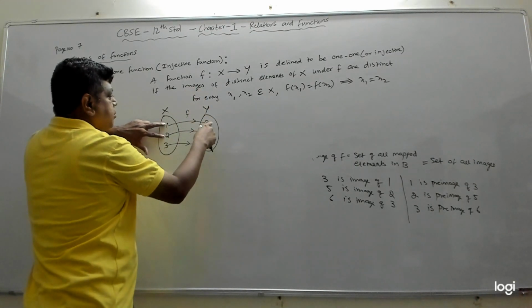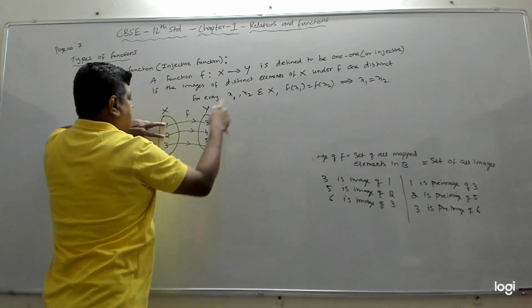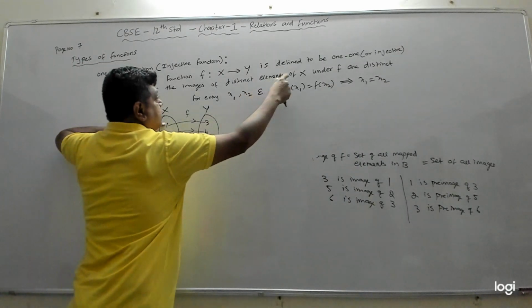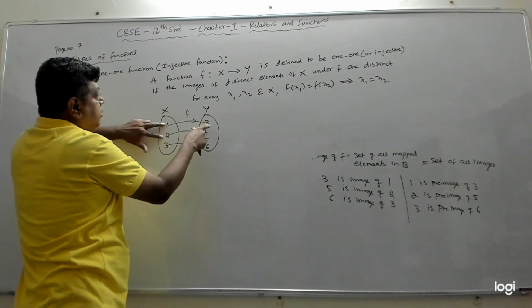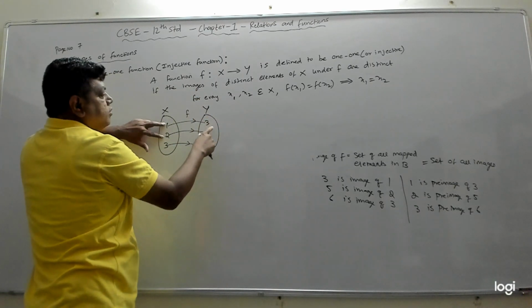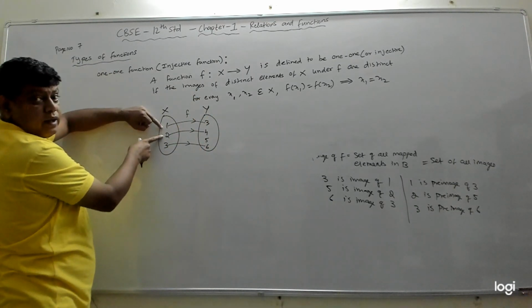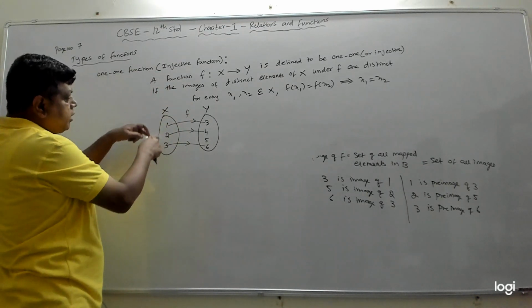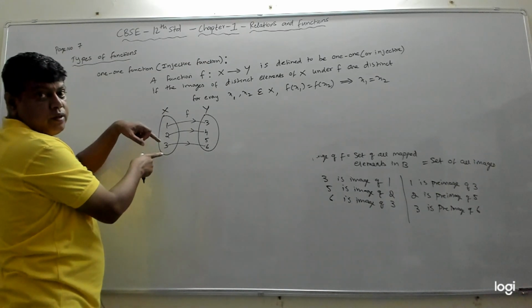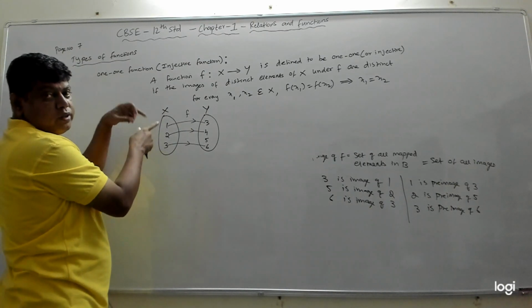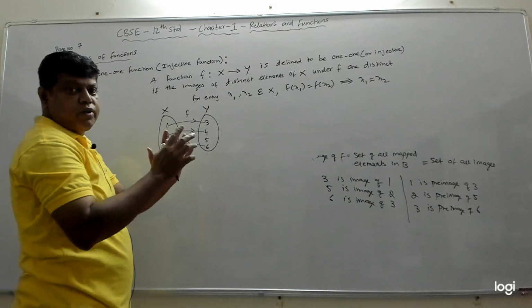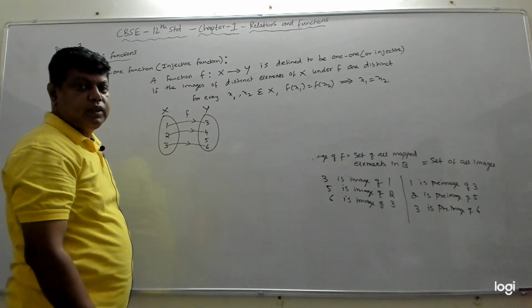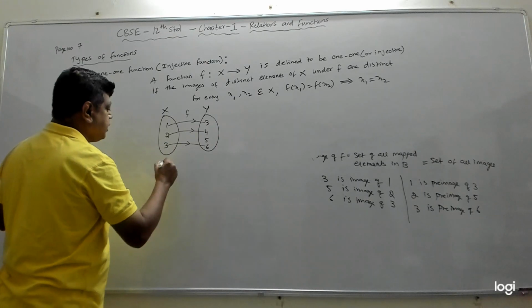So if I take two different elements from x, they should have two different images. It cannot have the same image. Any set of distinct elements that I take, all of them should have distinct images. Then you call that a one-to-one function.